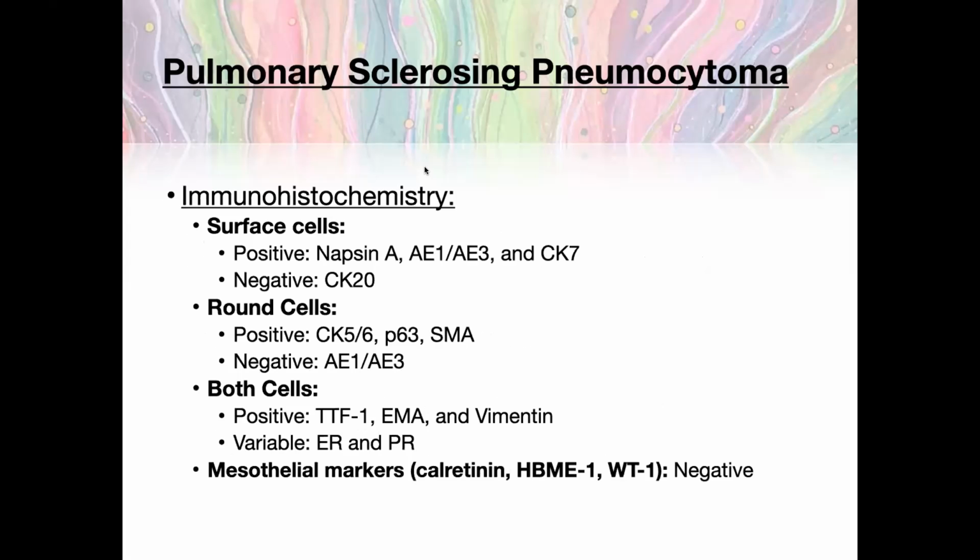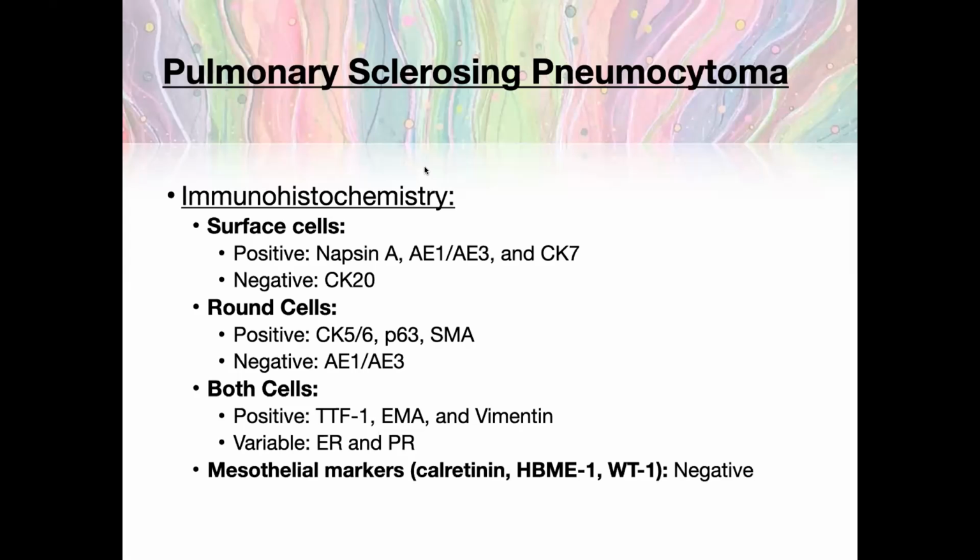Immunohistochemistry is helpful in the diagnosis of PSP, and both cellular components of the tumor show specific reactivity. Below is a summary of the immunoreactivities of stains based on the literature. Both surface and round cells are positive for TTF1, EMA, and vimentin, with expression of ER and PR being variable. Napsin A, AE1, AE3, and CK7 are only positive in the surface cells.